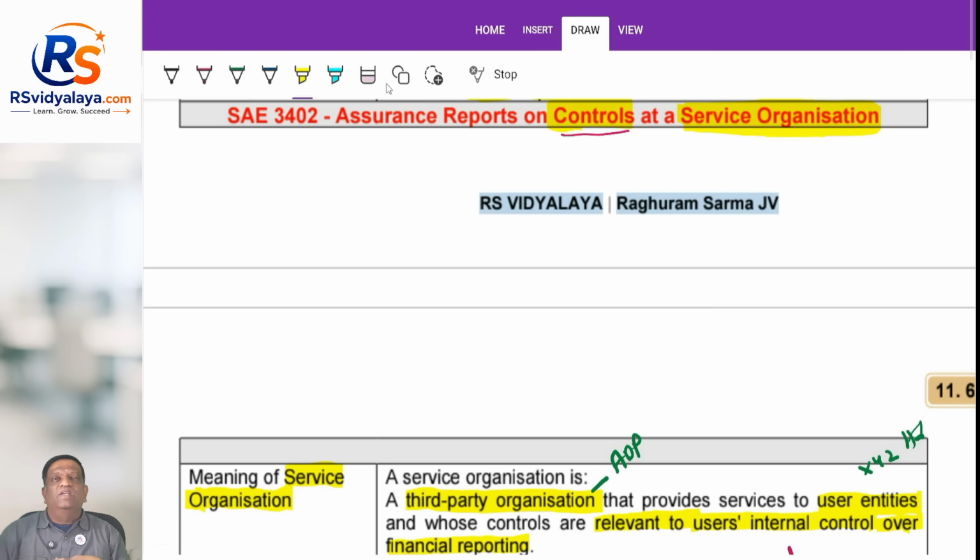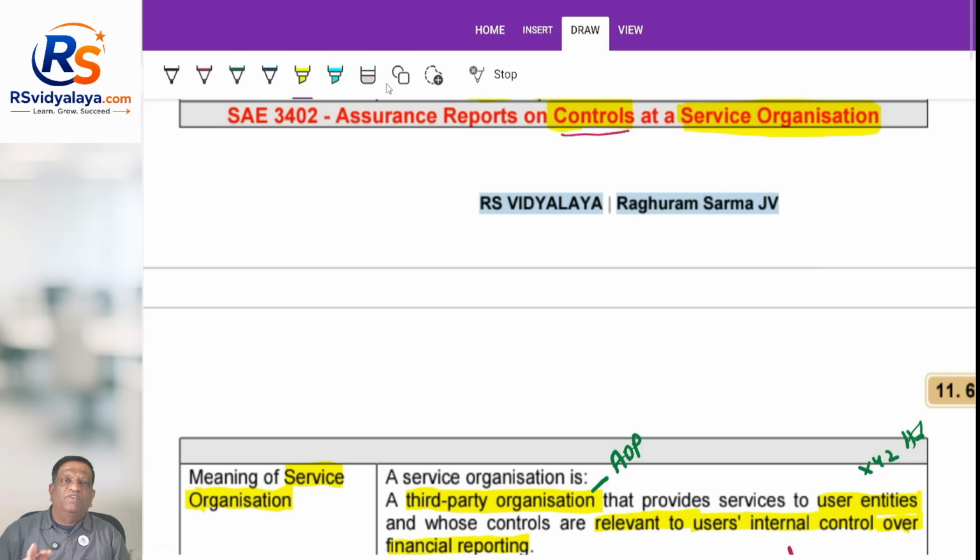Now, at the broader level, a super level summary. In this, there are two entities, the service organization and the user entity. Who is providing the service is the service organization. Who is receiving the service is the user entity. Now, this auditor, whatever we are talking about, for whom is he doing this review of the controls? He is doing this review of the controls only of the service organization.